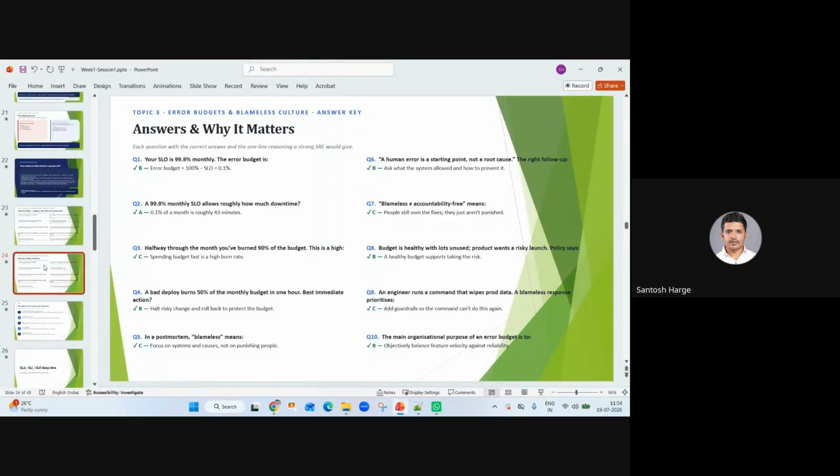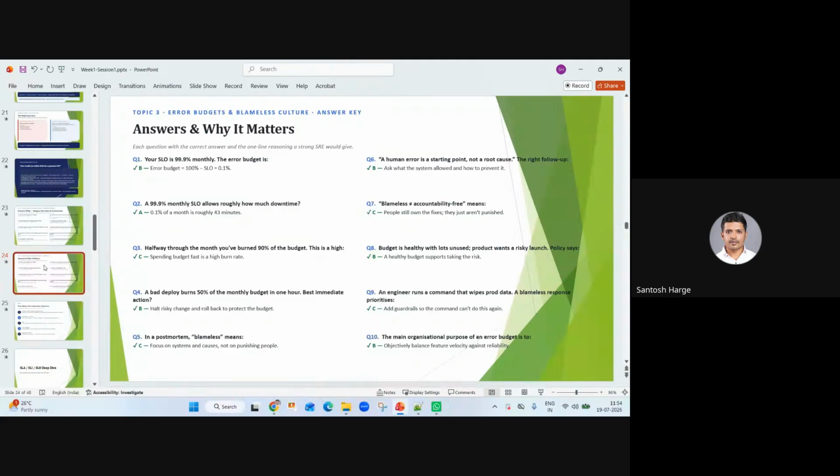Question number three. Halfway through the month, you have burned 90% of the budget, and this is nothing but that you have already exhausted your budget and you are left with 10%. So you need to be very careful with the upcoming changes.